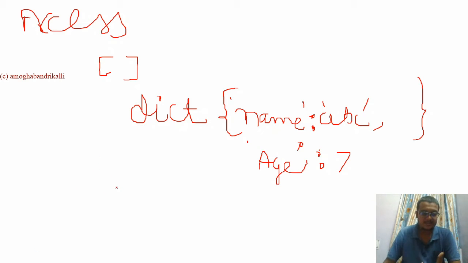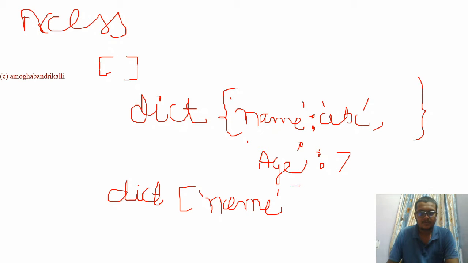You can access it by using the key also. So you can print by using key values, and the name will be printed. So this is accessing.